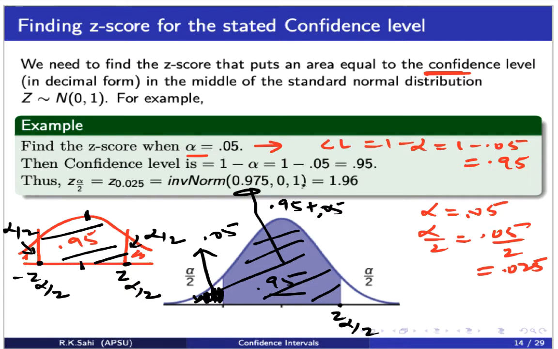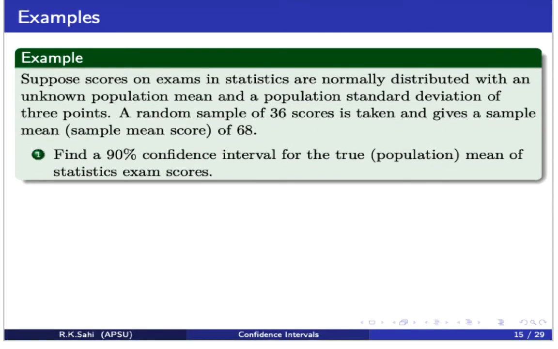And it is a standard normal distribution, just put 0 and 1. You get the value to be 1.96. That's how you find a z-score or the critical value. Now let's go ahead and do some examples over here.